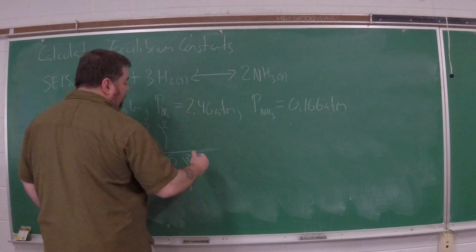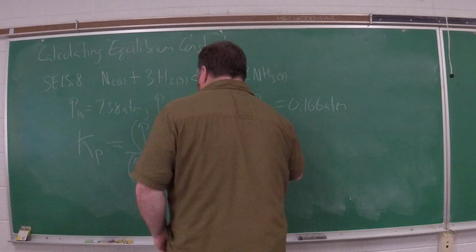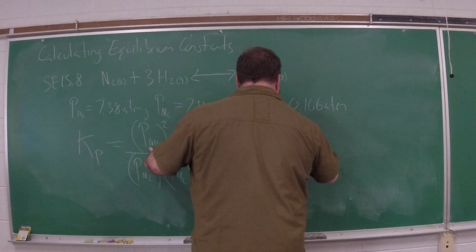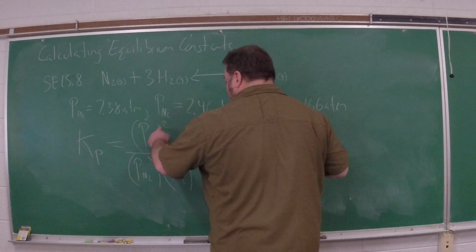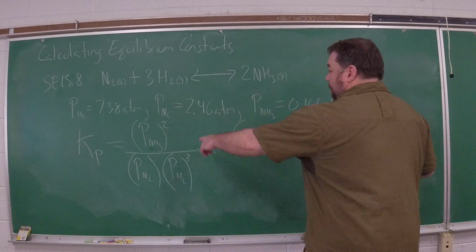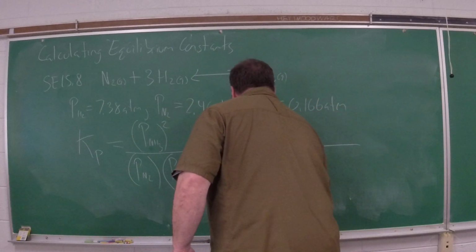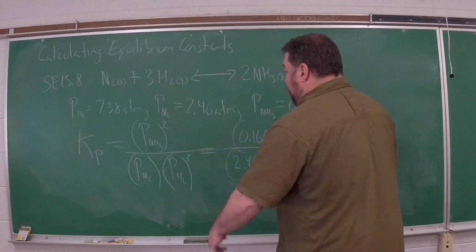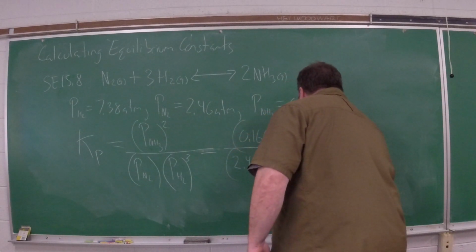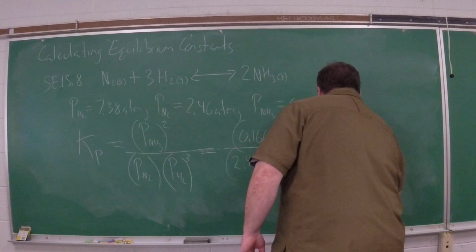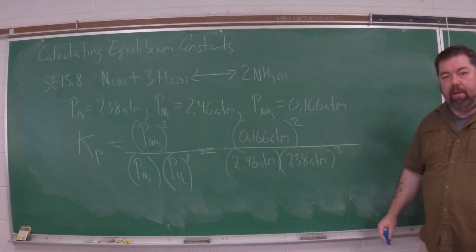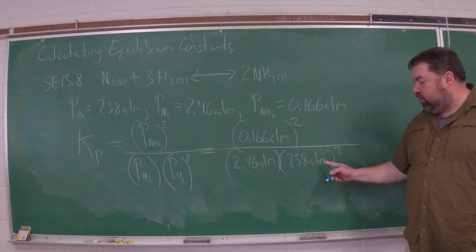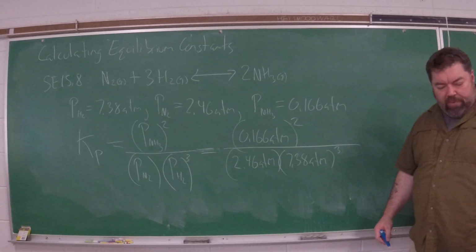Let's plug in our numbers. So partial pressure of NH3 is 0.166 atmospheres squared, right? Partial pressure of N2 is 2.46 atmospheres. And then the partial pressure of H2, 7.38 atmospheres raised to the third power. Okay? Make sure you get your order of operations all correctly entered in there, making sure you square and you cube and whatnot.